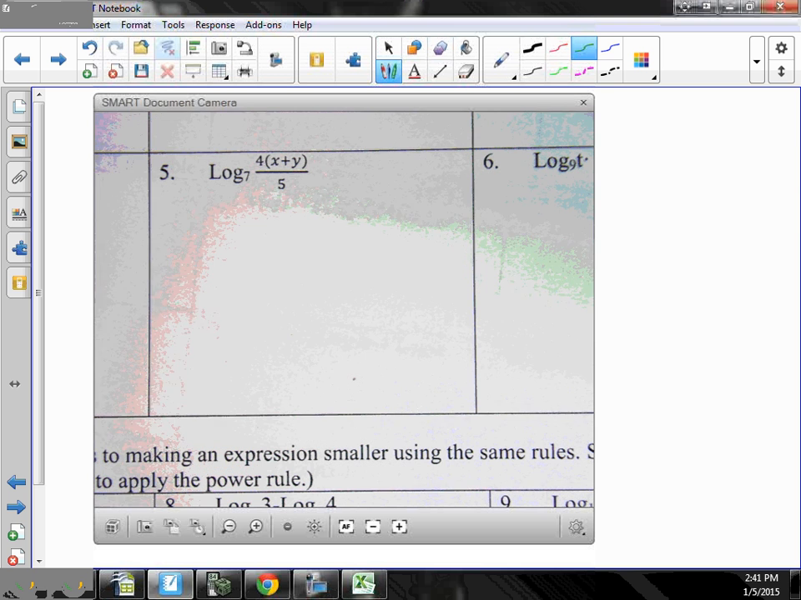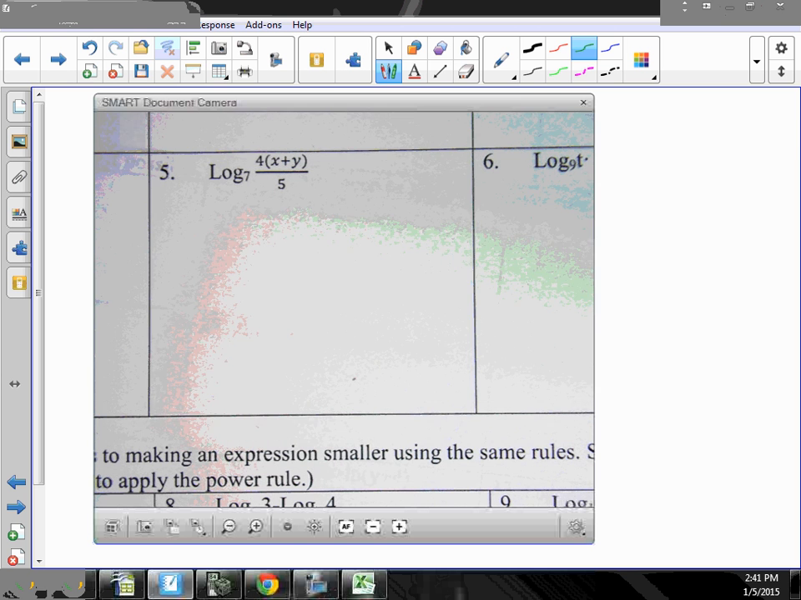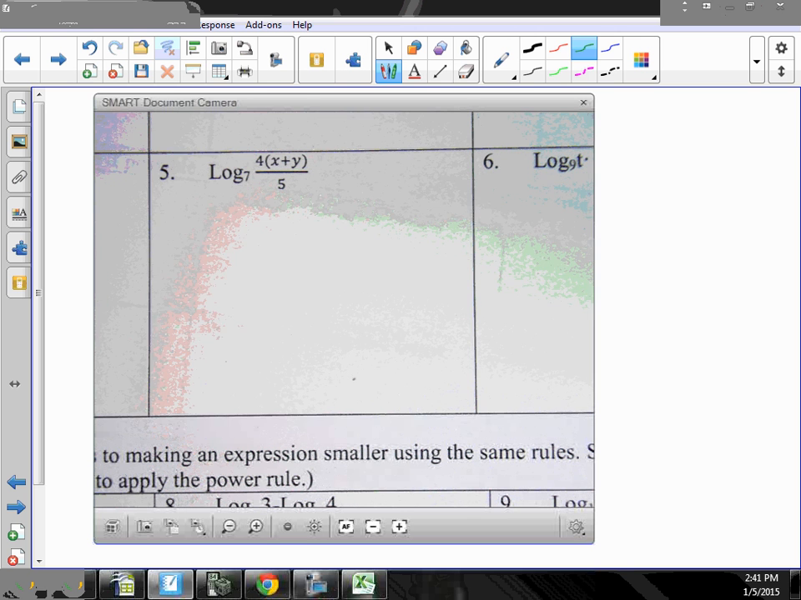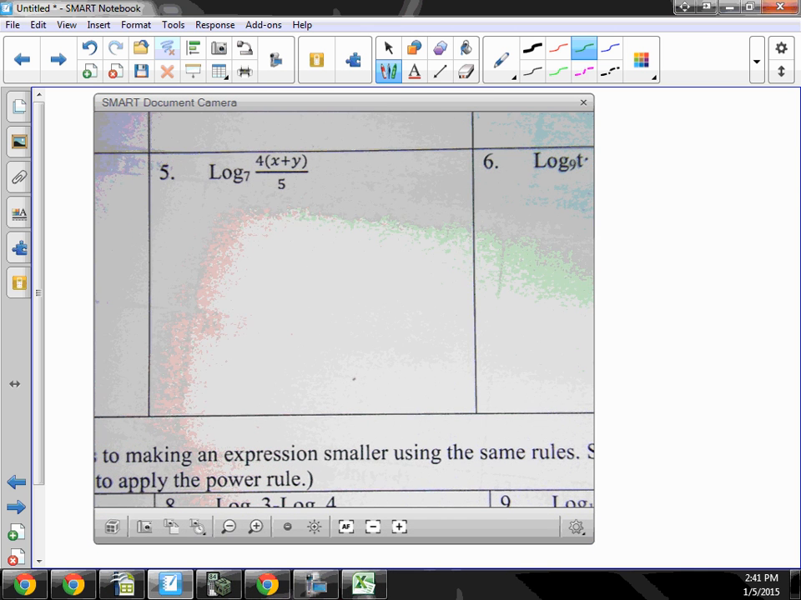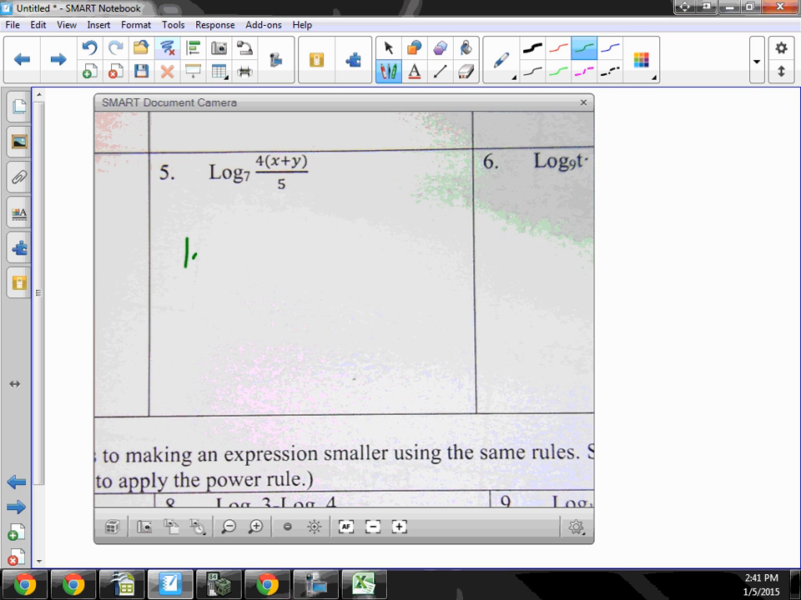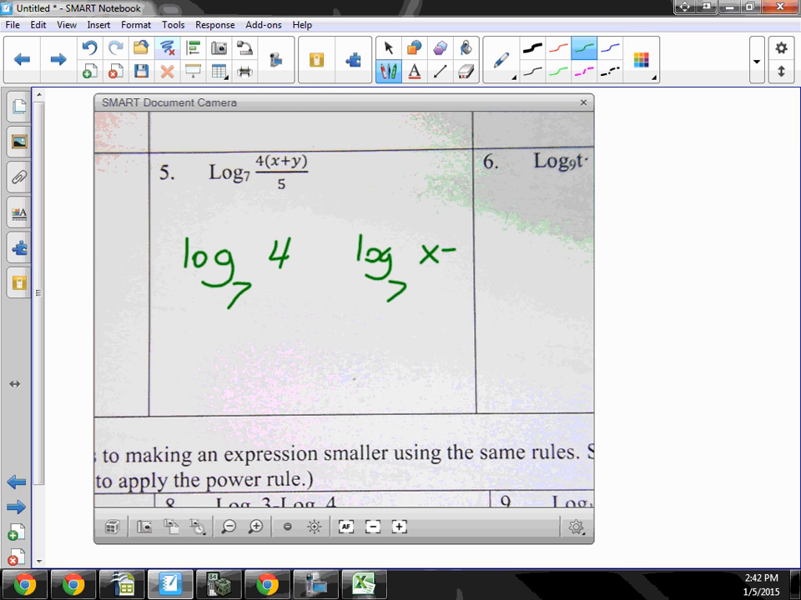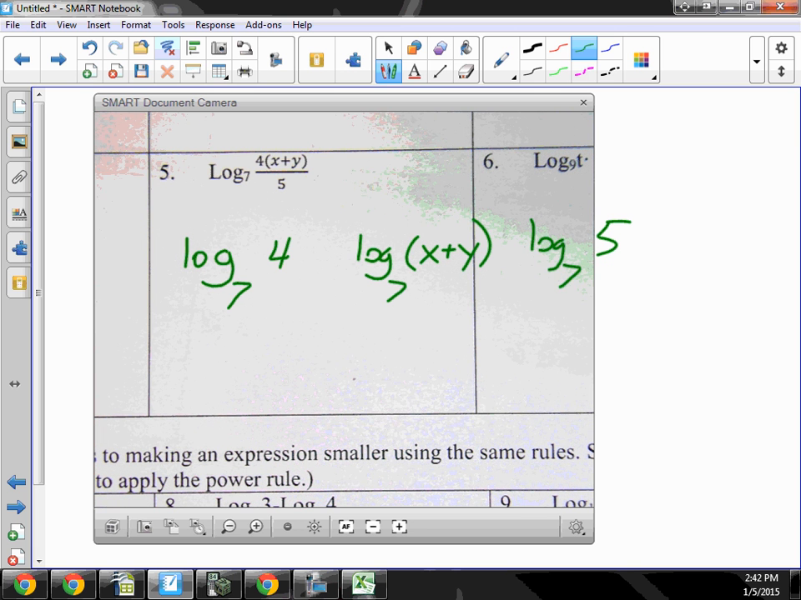So let's not distribute, but I will in a second because I want to show you something. If I look at factors and division, how many multiplications and divisions are taking place? I have a 4, I have an x plus y, and I have a 5. So that means there are 3 logarithms. Log base 7 of 4. That's why we did this one. Log base 7 of 5. So this is one number. It's considered one number, and it's not multiplication.